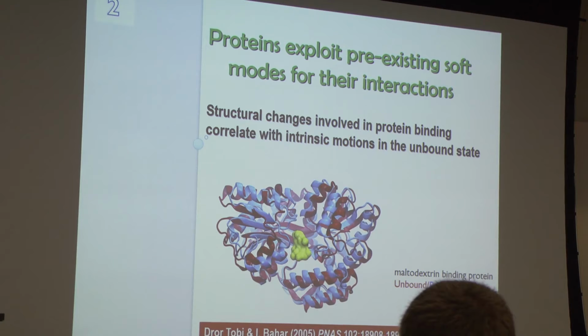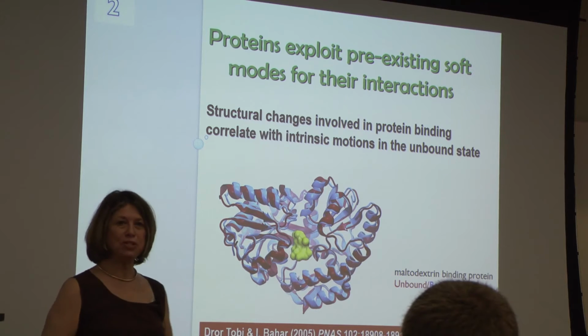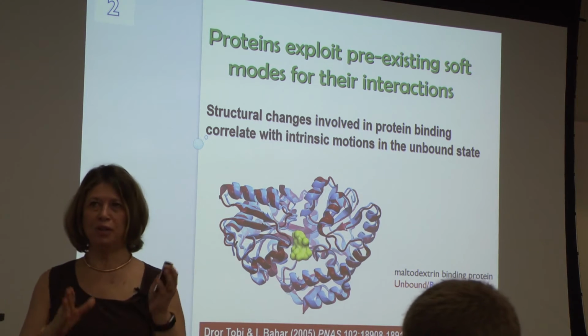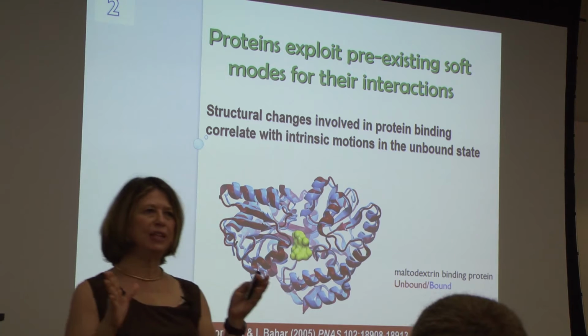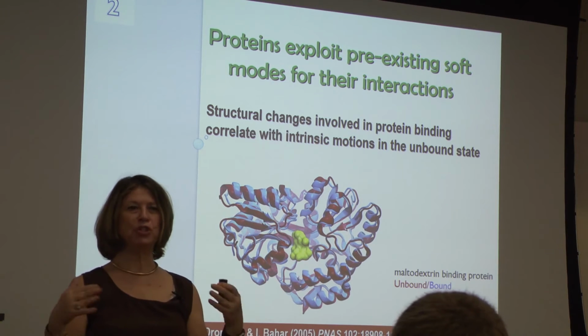So that is what I'm trying to explain. Are you with me? Suppose you know just the unbound, the red one, and based on the mode, it can reconfigure like that. And then where it goes is the already observed bound form. So we have seen that structural changes involved in protein binding correlate with the intrinsic motions that are accessible in the unbound state. Yes? Can you remind us how you rank the different modes? What makes mode 1 most important? Mode 1 is the mode that is the most cooperative, the most collective.